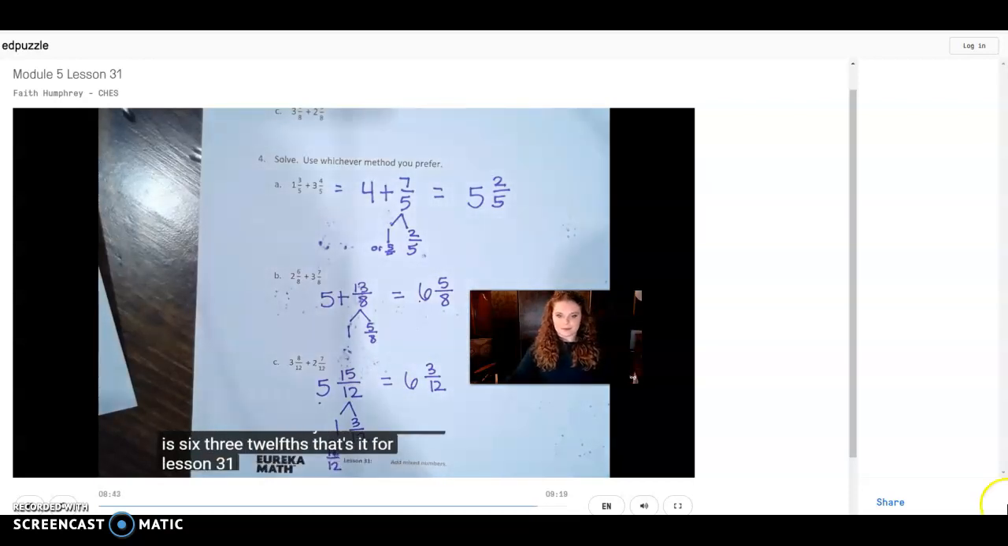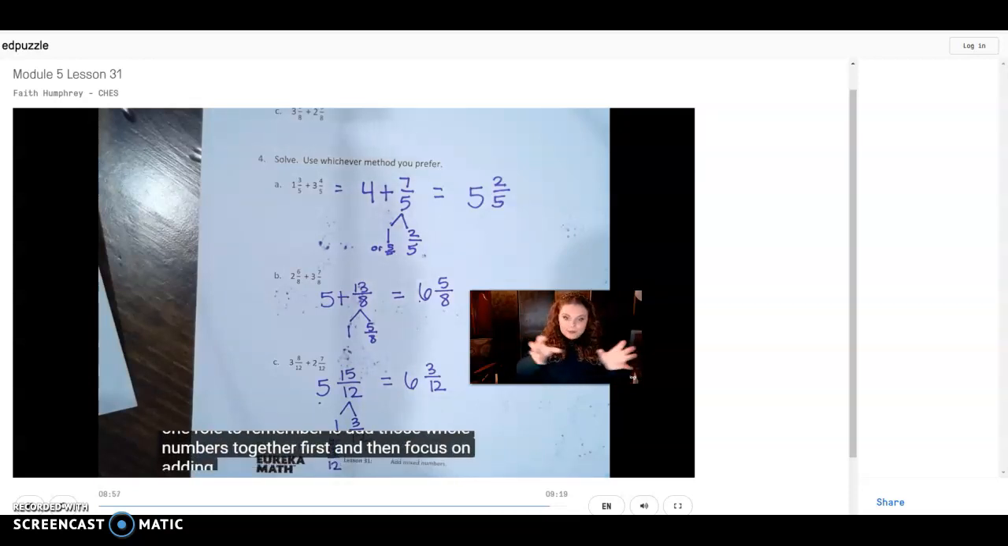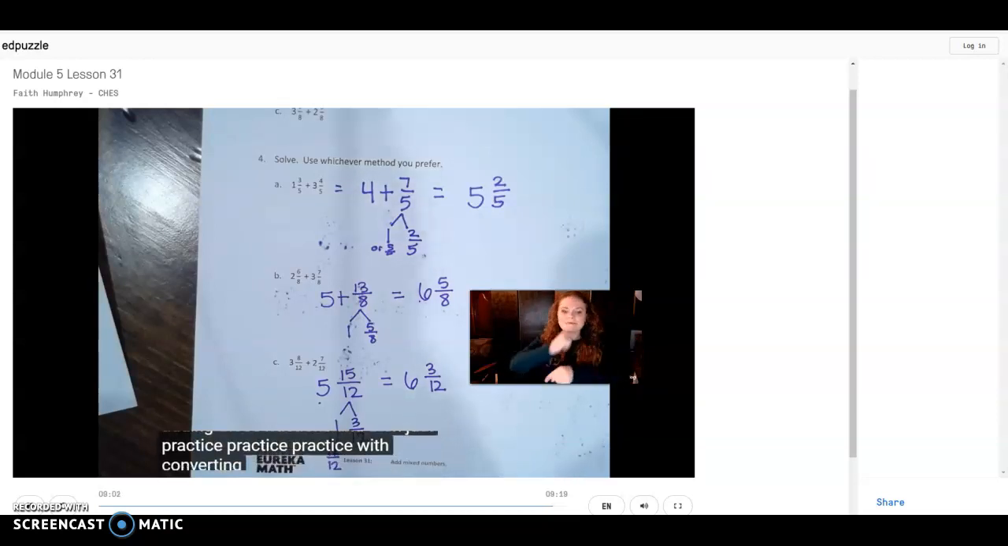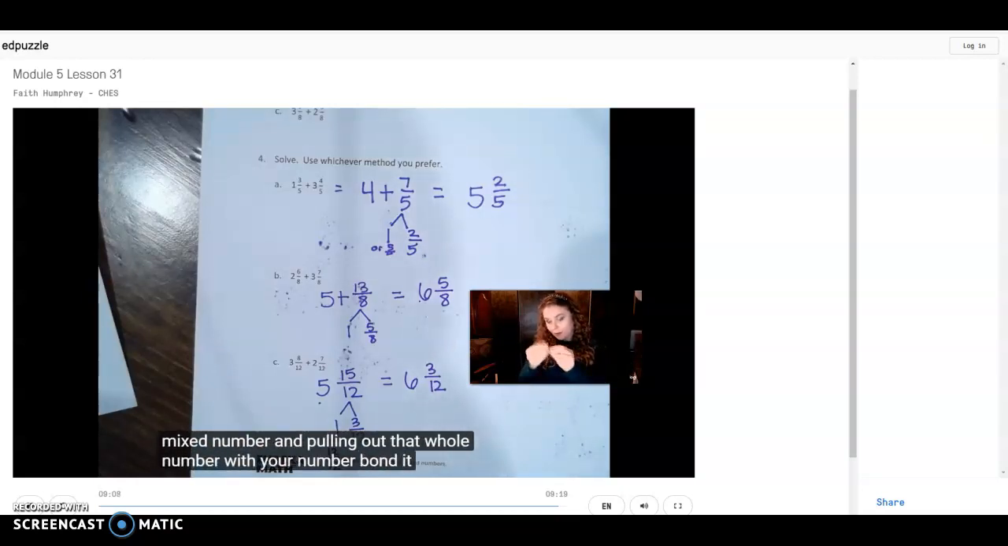That's it for lesson 31, guys. I hope that you are feeling a little bit more confident with the number bond and adding the fractions together. The number one rule to remember is add those whole numbers together first and then focus on adding those fractions. And then just practice with converting your improper fraction into a mixed number and pulling out that whole number with your number bond.